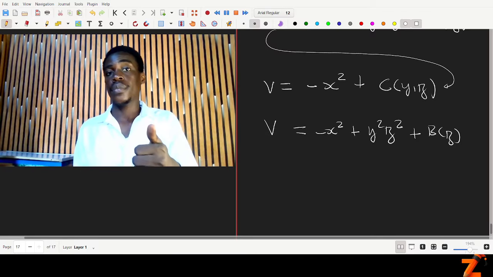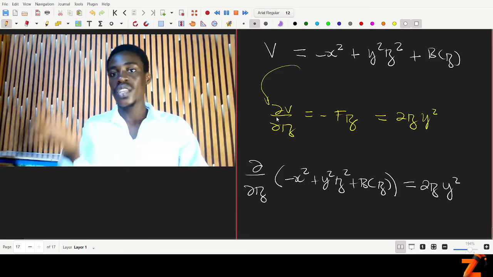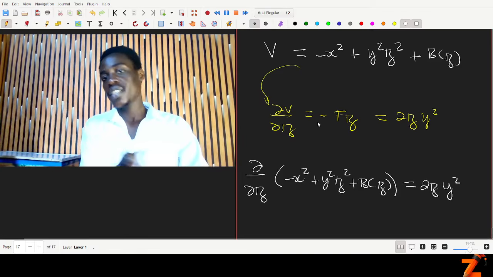Then I replace the v I found in this. So I have the derivative with respect to z of negative x squared plus y squared z squared plus b of z, is equal to 2 z y squared. Don't be confused. I just replace the v which was found previously in this equality. I have to derive to find b, because I don't know b. What is b? Now the goal is to find b here.